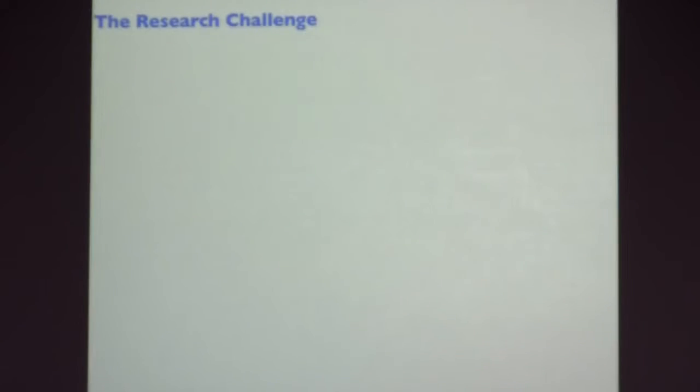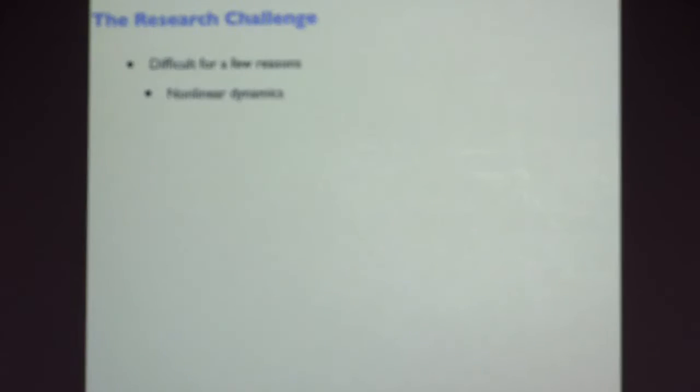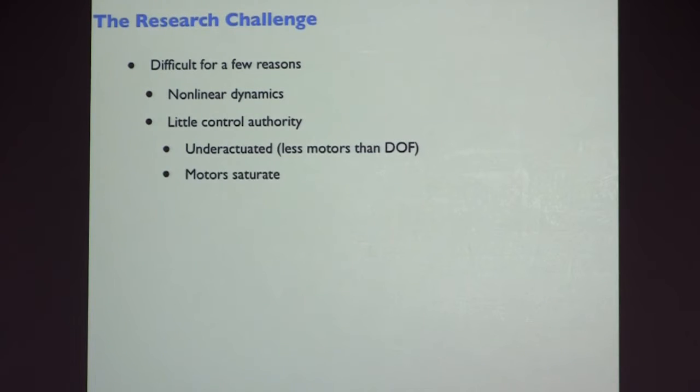So perching on a wire and bounding on rough terrain are two examples from our work of experiments that we want to be able to synthesize very high performance controllers for. So the question is, how the heck do you do that? It's hard for a few reasons. First of all, in both cases, the dynamics of the plant were very nonlinear. We also had limited control authority. In the perching plane case, you could just count. I had one actuator and 7 degrees of freedom, roughly, if you think of the elevator as being inertialess.